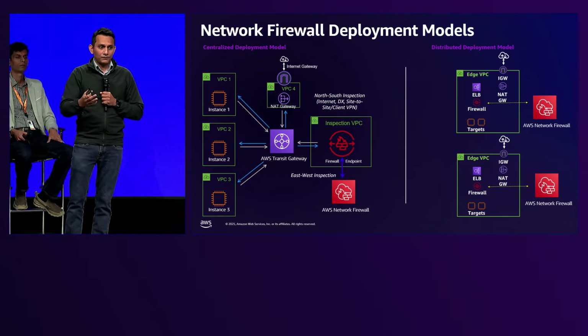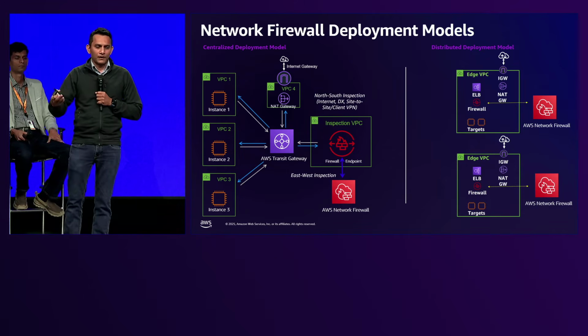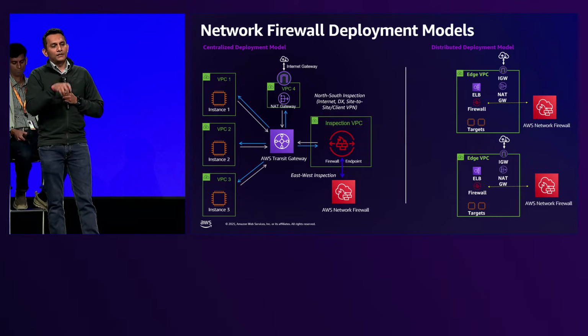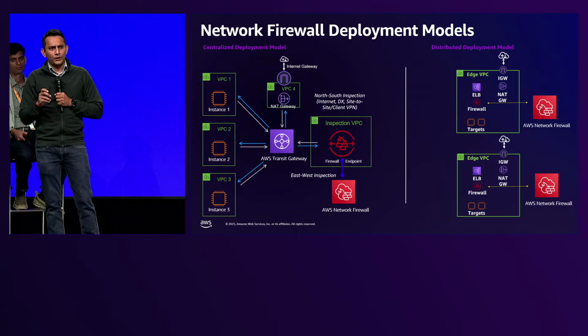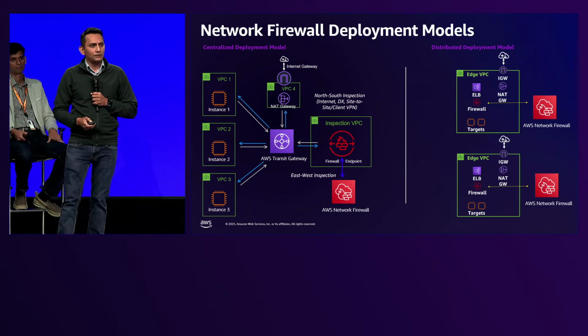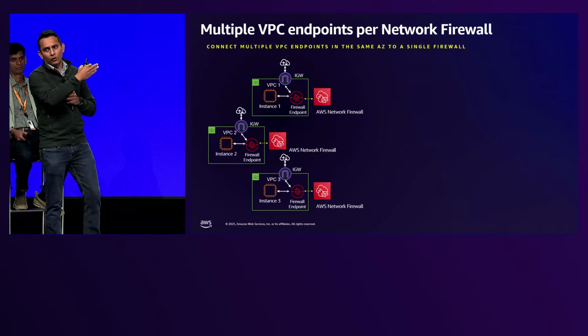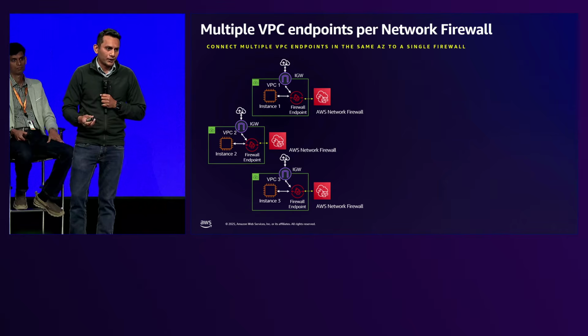So both of these have their pros and cons, and I'm happy to discuss this offline if you want to dive deep on this. But if we focus on the distributed deployment model, in this model, you have one firewall endpoint which is deployed in each of those VPCs. While it gives you that flexibility, as you scale your architecture and add more VPCs, you have to add more firewalls, which in turn can increase the cost of your firewall endpoints.